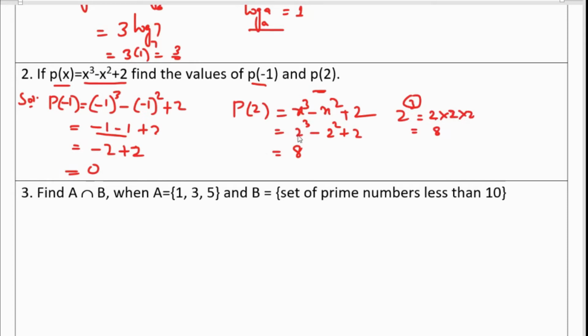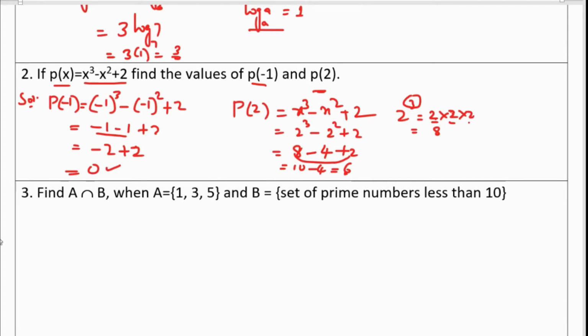So many students will make a mistake: 2 times 3 is 6. It's not 2 times 3. 2 cube means 2 should be multiplied 3 times. So 2 into 2 is 4, 4 2s are 8. 2 square is 4, plus 2. So 8 plus 2 is 10, 10 minus 4 is 6. So P of 2 is 6 and P of minus 1 is 0.